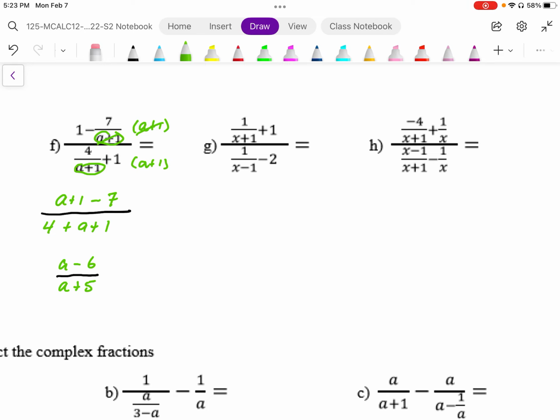So there are other ways we could do this. We could have got a common denominator and worked it out that way, but this way seems to be fairly straightforward, especially since the denominators match.